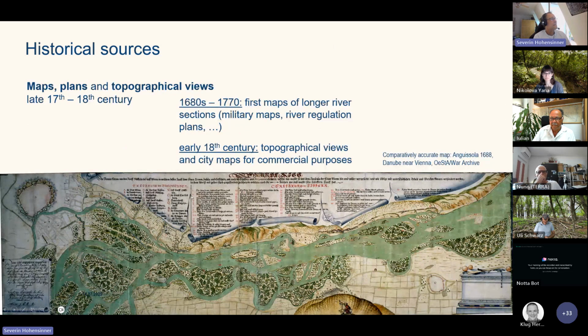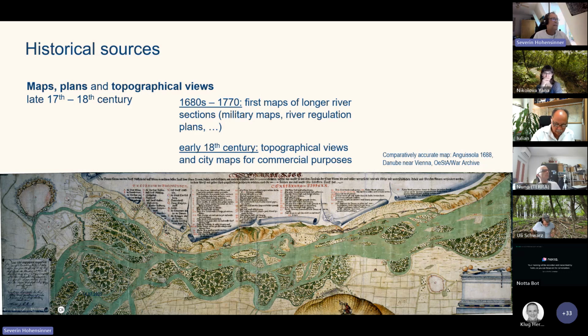Then in the late 17th to 18th centuries, we have already better maps, plans, and topographical views. From the 1680s to 1770, we have first maps of longer river sections, military maps, river regulation plans. Here's a very wonderful map from Anguissola, 1688, of the river landscape close to Vienna. You see here the city of Vienna. It's a very good example. It already shows a plan for river regulation.